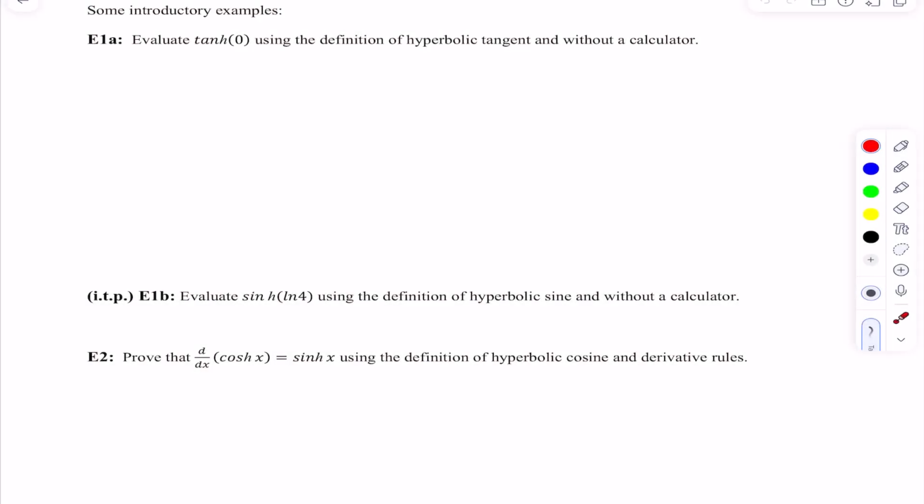To break in the vocabulary of hyperbolic functions, why don't we perform some introductory examples? Let's go ahead and evaluate this expression. Now we're going to do this without a calculator. So we're simply going to start with the expression and see if we could substitute. And a substitution for this is hyperbolic sine evaluated at 0 over hyperbolic cosine evaluated at 0. And then we reach back and seek those definitions and make the substitution at 0.